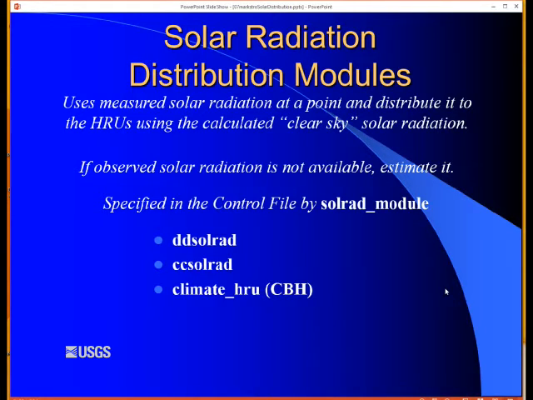The job of these modules, or what needs to be done by this process, is we need solar radiation at all the HRUs, and we've either got it at a point or we have the solar tables that came from the solar table process, and we need to come up with the daily solar radiation on the HRUs, and that's what this is about.